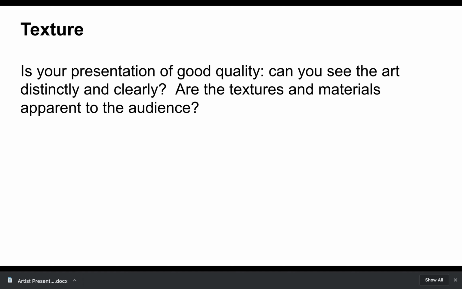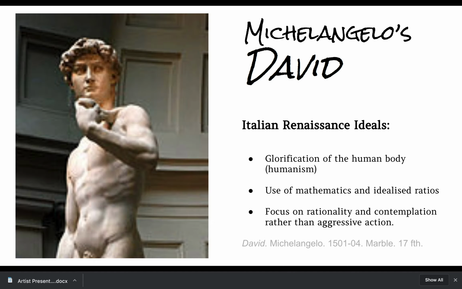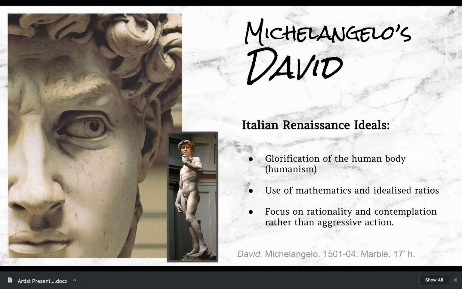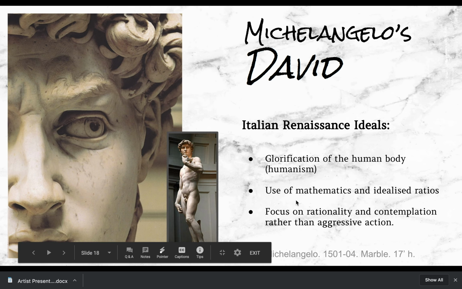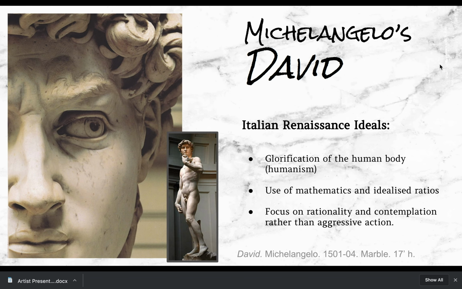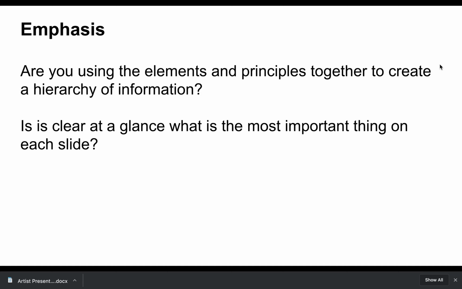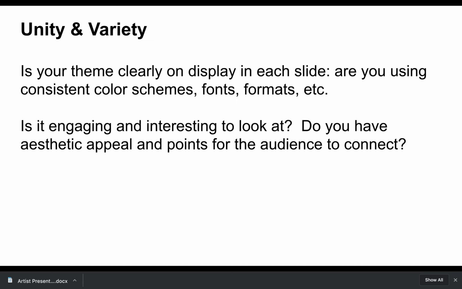So, texture: is the quality of your presentation good? Are your images of high quality? Again, are they too grainy or distorted? Do you have both zoomed in shots as well as overall shots? Are you communicating the material that the artist is using with the texture of your backgrounds, the repetition of the marble right here? Emphasis: are you creating emphasis on the most important part of your work? Unity and variety: does the slide feel unified? Do the slides seem to go together? Or do they not feel like they match one another at all?